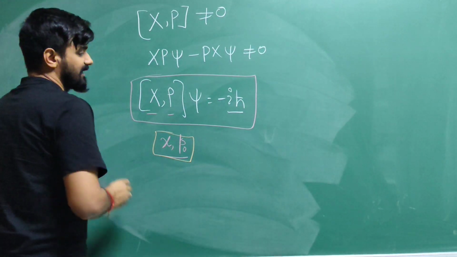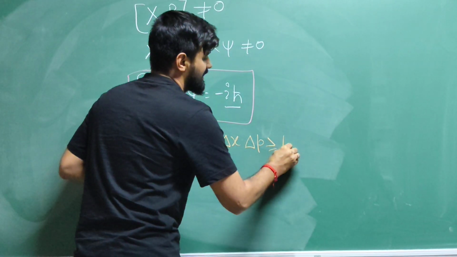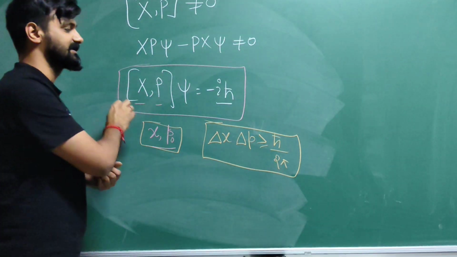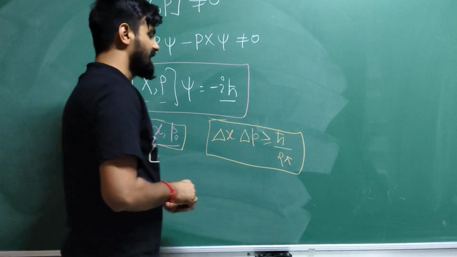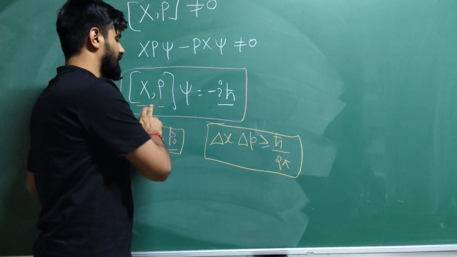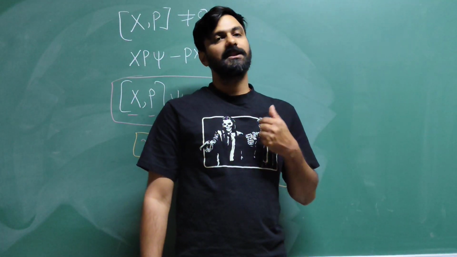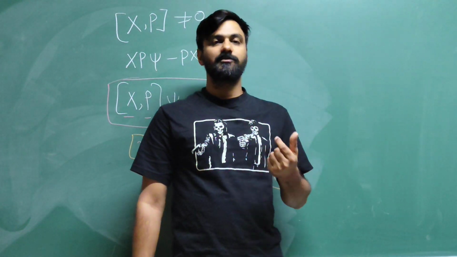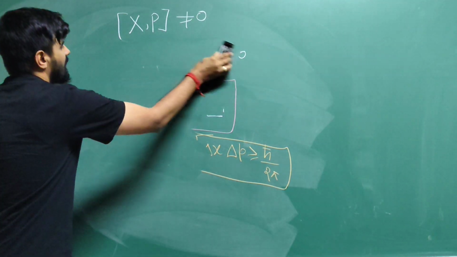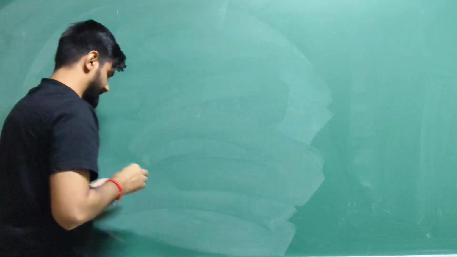That can be calculated as delta x into delta p greater than or equal to h upon 2 pi. This comes from the Heisenberg uncertainty principle, which I am not going to discuss here. So this is what uncertainty is, and it comes because these operators are not commuting with each other. Today we will see whether the momentum and kinetic energy operators are commuting with each other or not. First I will tell you how the kinetic energy operator looks, and then we'll derive this commutation rule.